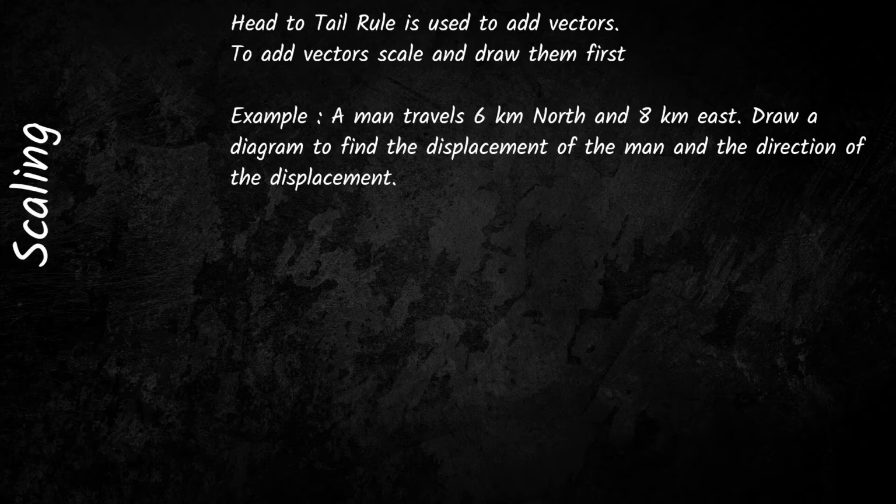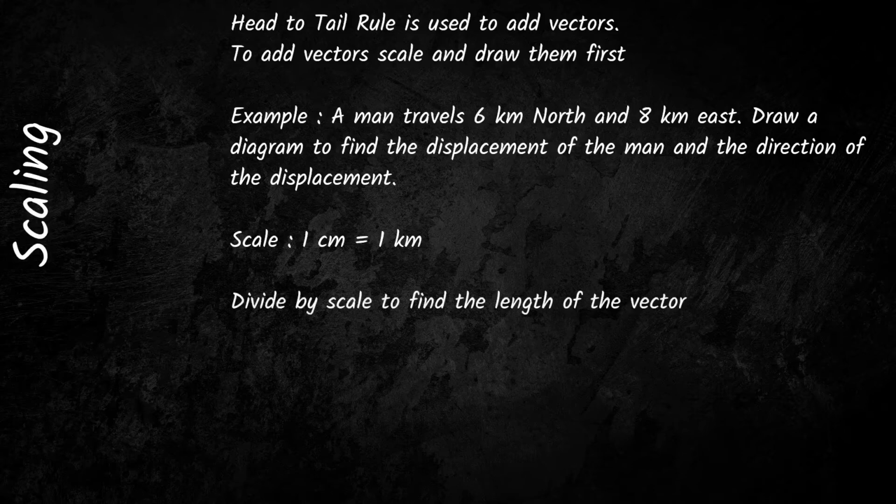Now, as discussed before, the length of the arrows to represent the vectors that we want to draw must be between 4 and 10 centimeters. Hence, the scale we choose for this question is 1 centimeter equals 1 kilometer, or 1 kilometer displacement should be drawn as an arrow of length 1 centimeter. According to that, we need to divide our vectors by the scale.